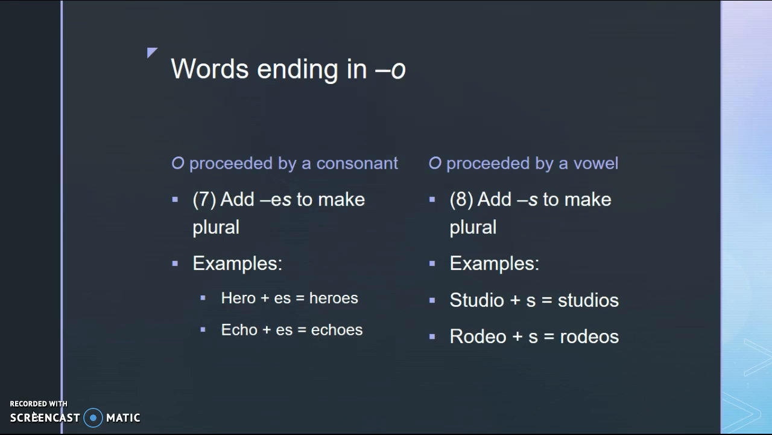For words ending in O, we also have to pay attention to what letter precedes that O at the end of the word. If the O is preceded by a consonant letter, then we add an ES to make it plural. So in the word hero, where we have the R before the O, we would add ES to make heroes, and the same for echo. However, if the O is preceded by a vowel, such as in studio or rodeo, we just add an S to make it plural.